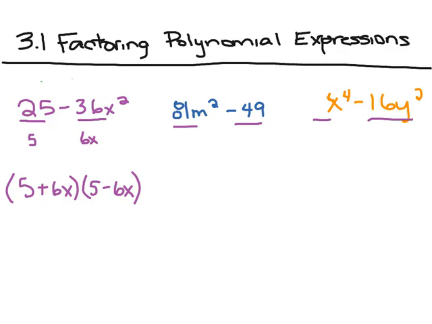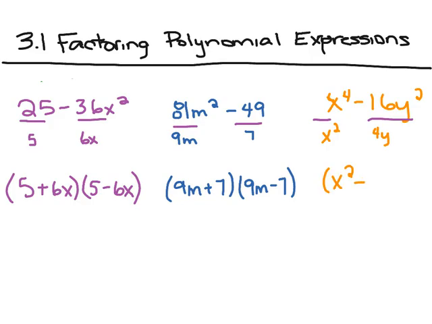For the next, we can take the square root, so we have 9m and 7 as the square root of each term. So we're going to go 9m plus 7, 9m minus 7. And the last one, the square root of x to the power of 4 is x to the power of 2, and 4y. So we're going to break this into x squared plus 4y and x squared minus 4y.